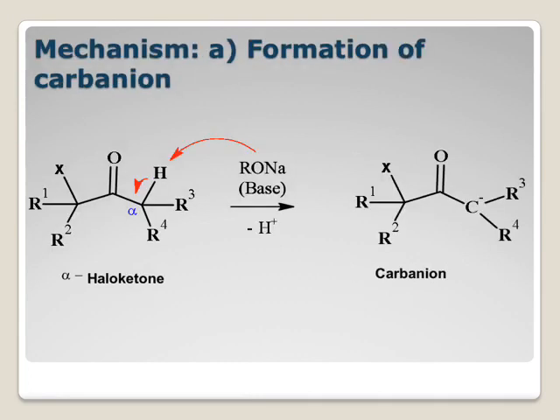This is the mechanism. The first step is formation of a carbanion. Here the base is alkoxide ion. Alkoxide ion is a proton acceptor, so it will abstract the alpha hydrogen atom. So this alpha hydrogen atom is abstracted by the base. The sigma electrons will reside on the alpha carbon atom, which leads to generation of a negatively charged carbon atom, that is, a carbanion will be obtained.